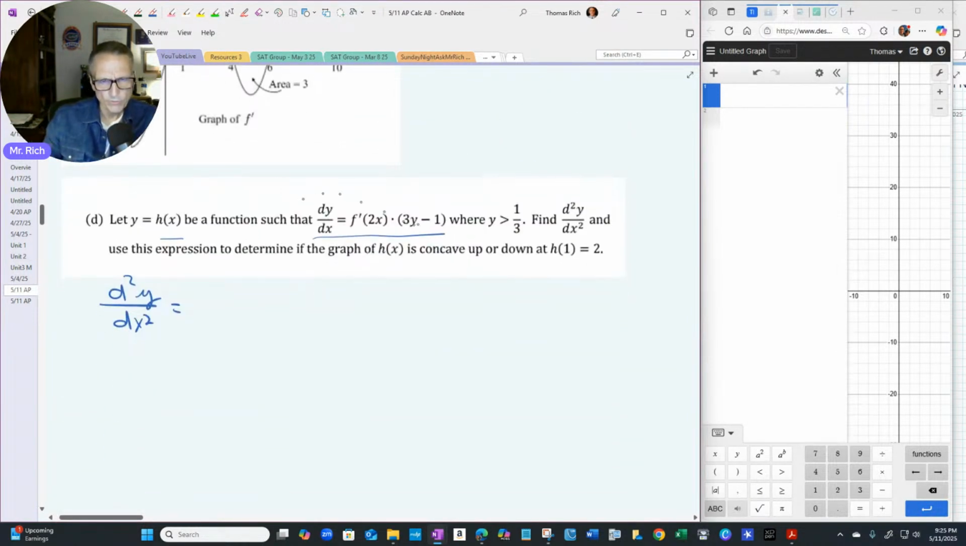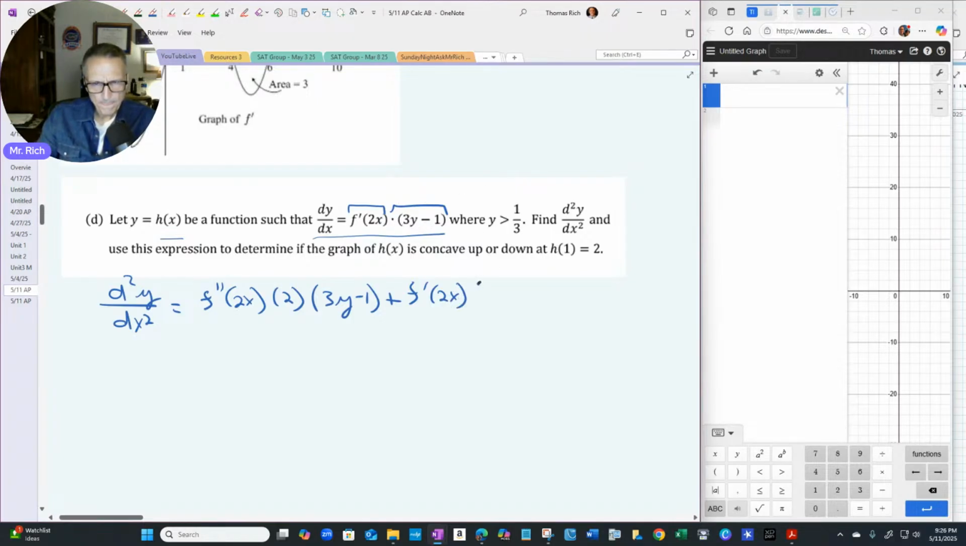Okay, so over here, when we take the derivative, this is going to require us to use the product rule. So we'll take the derivative of the first, which would be f double prime of 2x times the derivative of the inside, which is 2, but then I would multiply by the second, plus the first, f prime of 2x, times the derivative of the second. Well, the derivative of 3y minus 1 would be just the number 3, but then times the derivative of y, which is dy dx. So that becomes our derivative there.